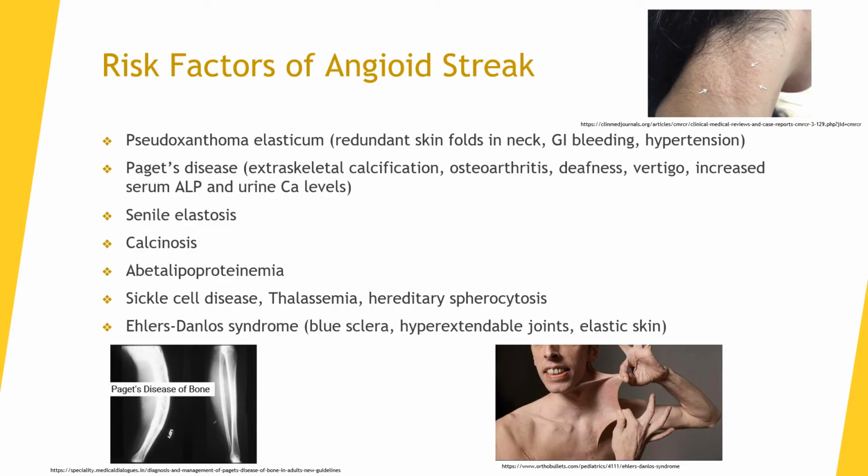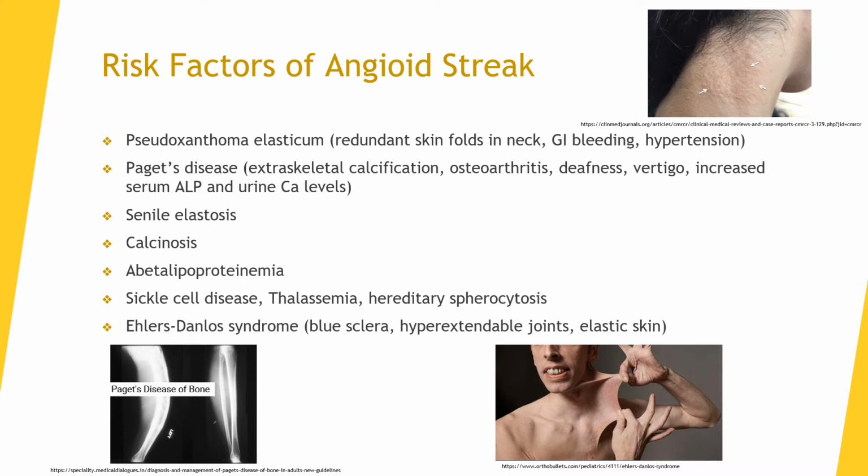There are several factors that raise the risk of an individual having angioid streak. Some of them are listed in this slide. Pseudoxanthoma elasticum presents as redundant skin folds in the neck, as shown in the bottom right picture there, and it is combined with GI bleeding and hypertension. Paget's disease is an abnormal extraskeletal calcification, and this can lead to osteoarthritis, deafness, vertigo, as well as increased serum ALP and urine calcium levels.